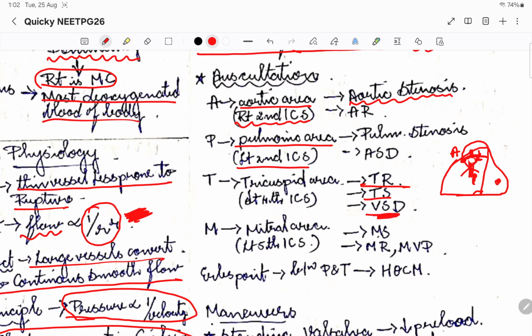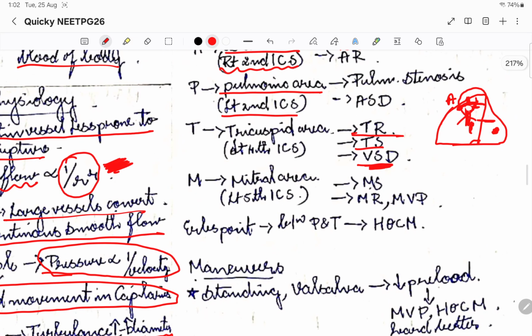Then coming to the mitral area, it is the apex, right? So mitral area meaning mitral valve. This is where we can hear better the MS, MR and mitral valve prolapse. Okay, this is the thing with auscultation.